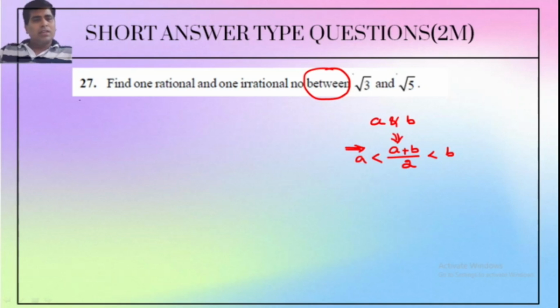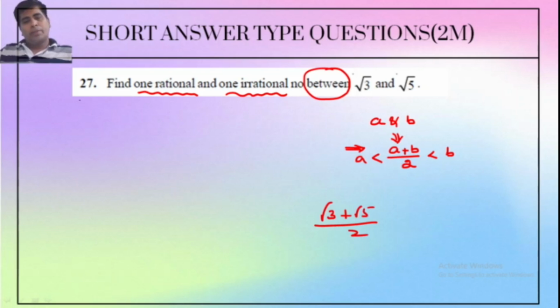So he is asking one rational number and one irrational number. So we can get the irrational number: (root 3 plus root 5) by 2. (Root 3 plus root 5) by 2 is an example for an irrational number. Next, how to get a rational number?